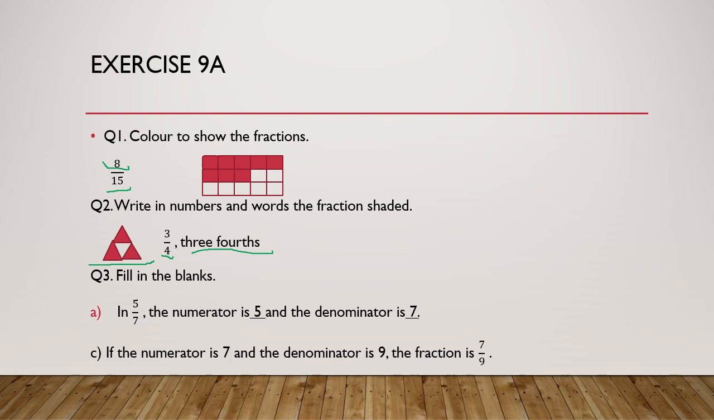Now see question number 3. Fill in the blanks. A few I am doing for you and the others you can try yourself. First part, in 5 upon 7 the numerator is, obviously, 5 and the denominator is 7. Now see the C part. If the numerator is 7 and the denominator is 9, so in fraction we write it as 7 upon 9.